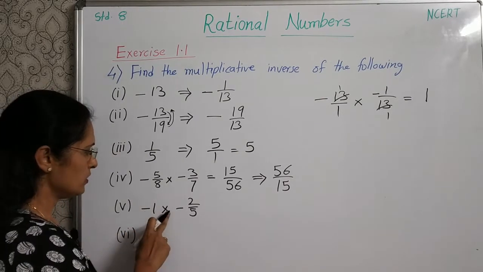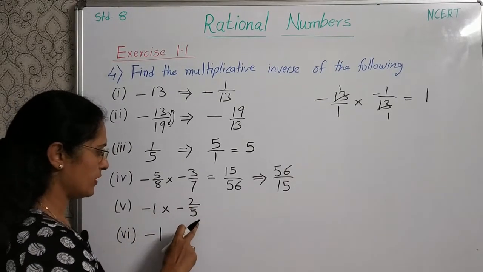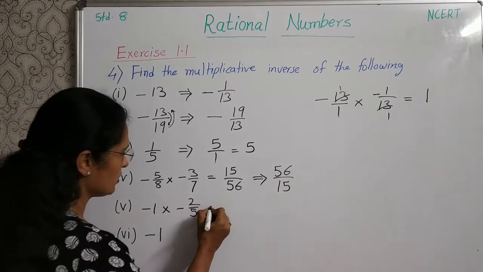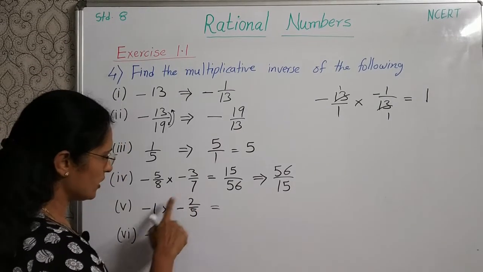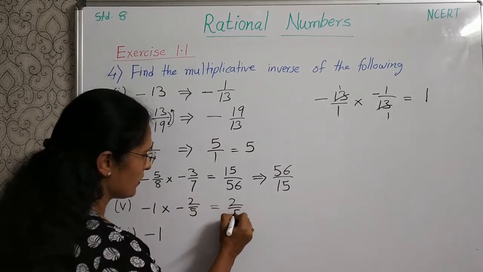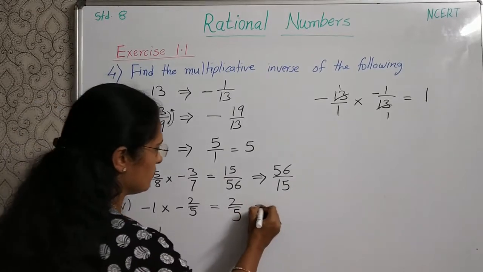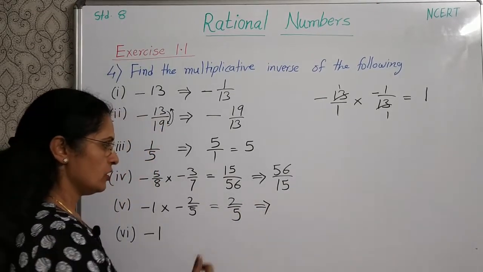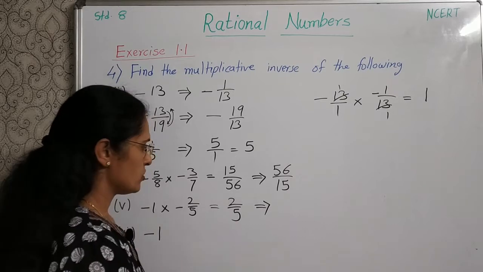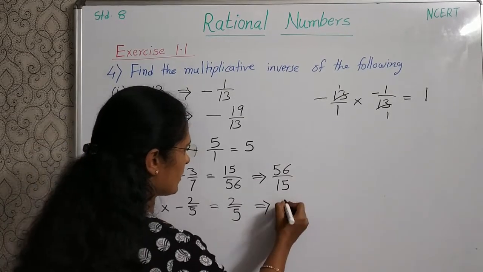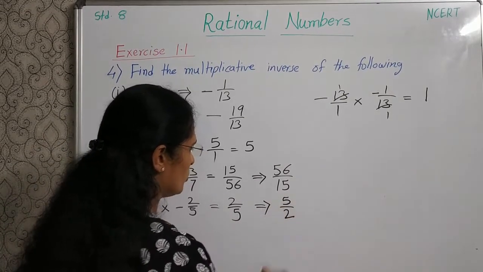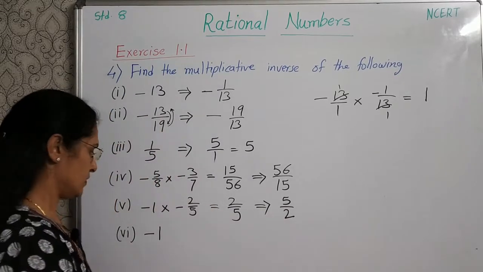Now minus 1 multiplied by minus 2 by 5. So here also first we'll find the product. So minus minus is plus, 1 into 2 by 5 is 2 by 5. And then we'll write the multiplicative inverse. So just change the places of numerator and denominator, write 5 by 2. So this is the multiplicative inverse.